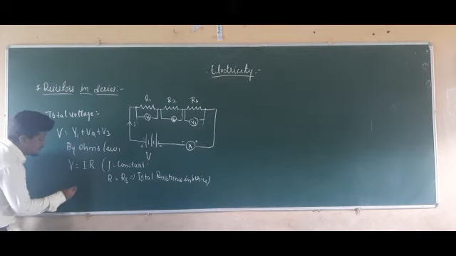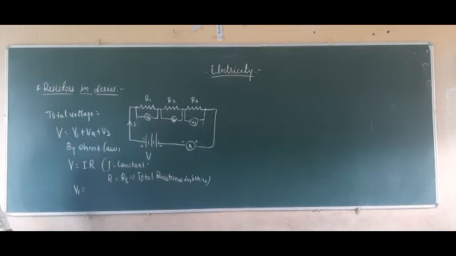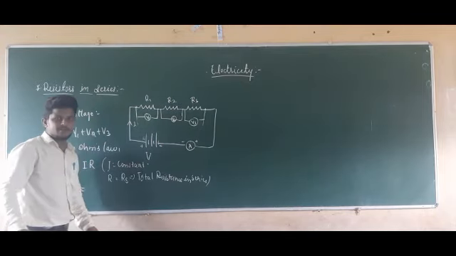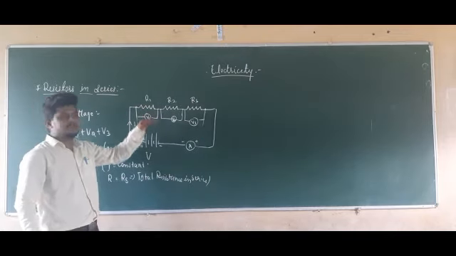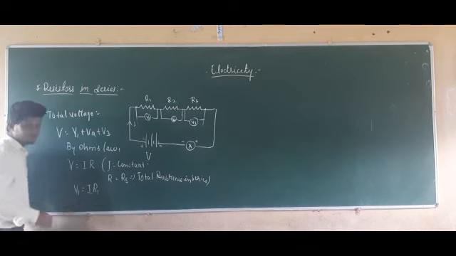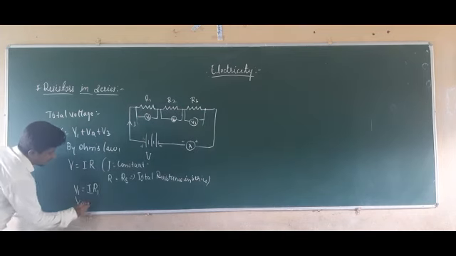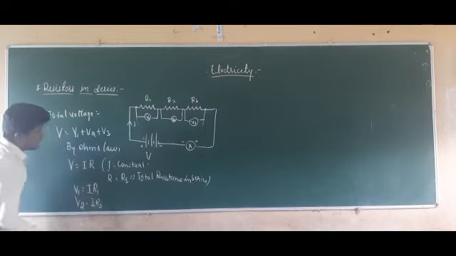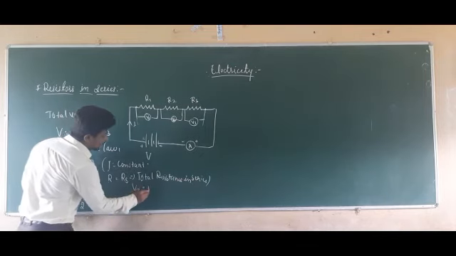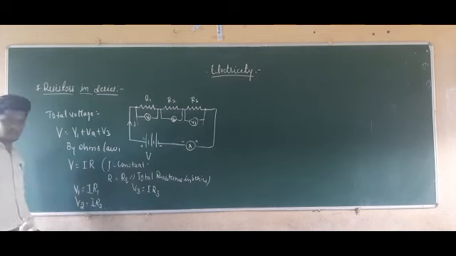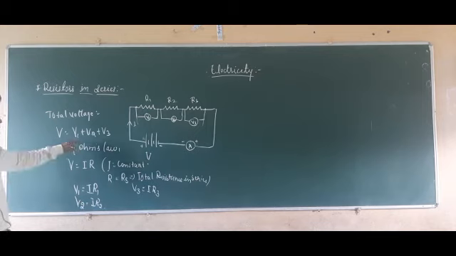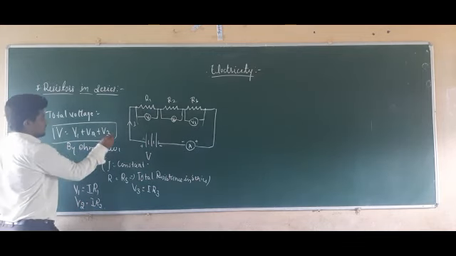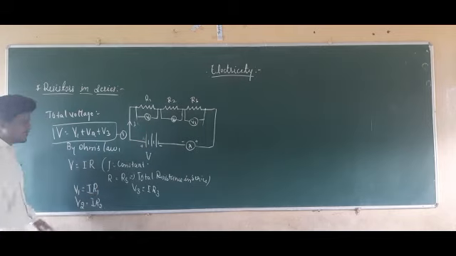In the same manner, what is the value of V1? By Ohm's law we know that V is equal to I into R. The current flowing through this circuit is constant, so V1 is I into R1. Next, V2 is I into R2. V3 is I into R3. Now substitute all the values of V1, V2 and V3 into equation number 1.